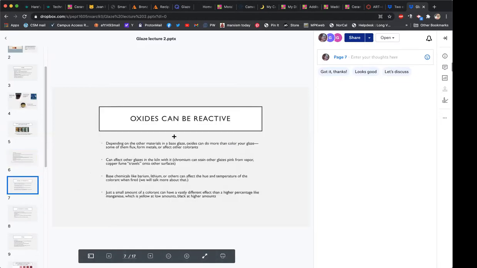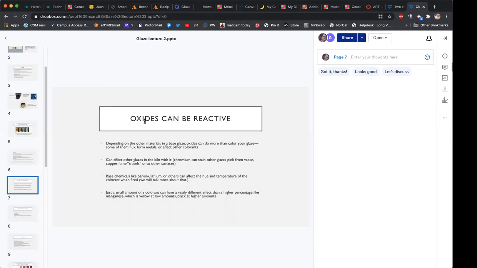Okay, so oxides can be reactive, especially in glazes. So if you've added some like copper or chromium to a glaze, sometimes they travel. When glazes fire in a kiln, they also give off fumes because they're off gassing some of their organic particles and some of their metallic particles from the fire. And so they can travel around to other people's pots. So that's why we say placement in a kiln can also really affect the way that glazes come out, because some glazes will actually affect each other and almost talk to each other.